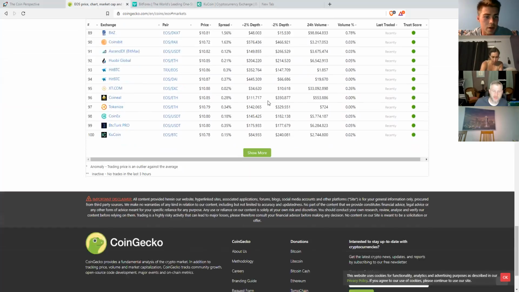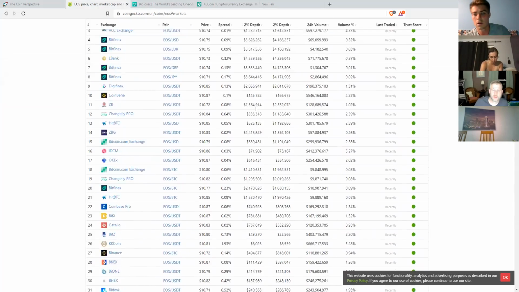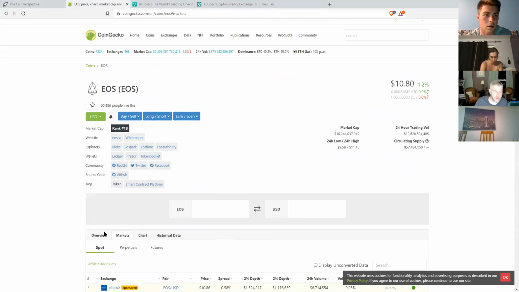For anybody who doesn't have Pokedex yet, get it on KuCoin. KuCoin's a great one.